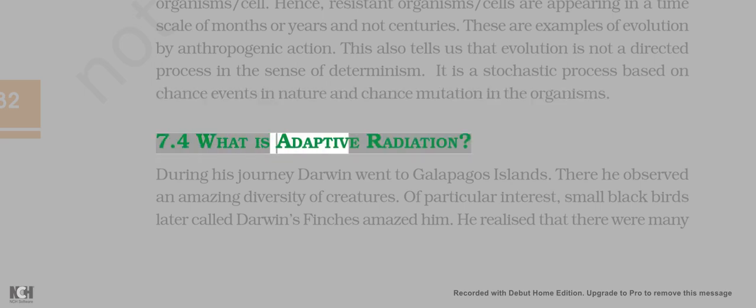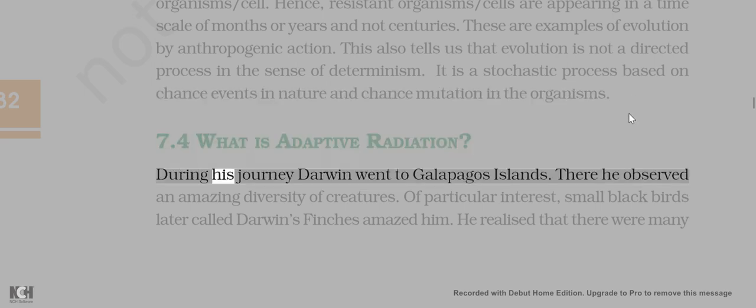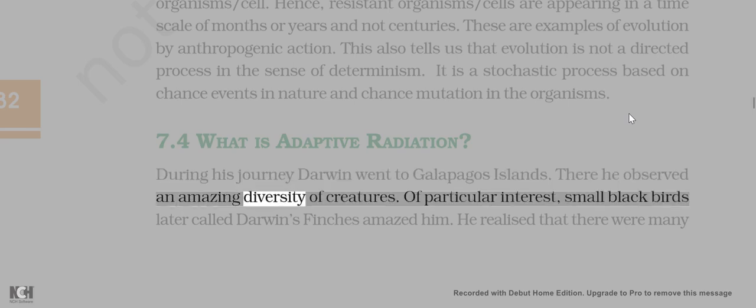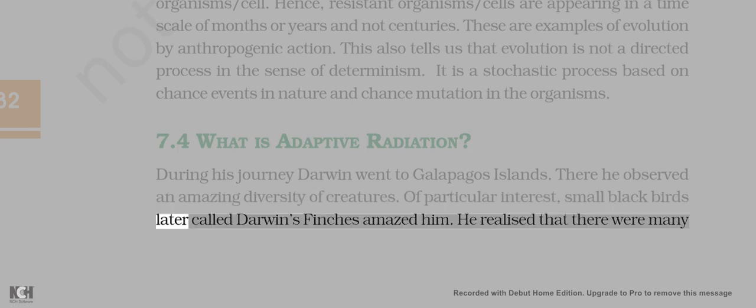7.4 What is adaptive radiation? During his journey, Darwin went to Galapagos Islands. There he observed an amazing diversity of creatures. Of particular interest, small blackbirds later called Darwin's finches amazed him. He realized that there were many varieties of finches in the same island. Figure 7.5.